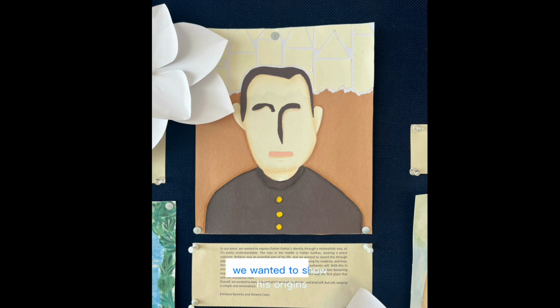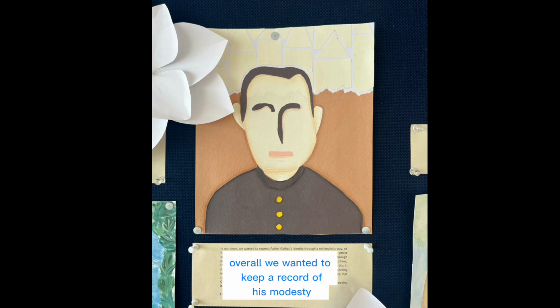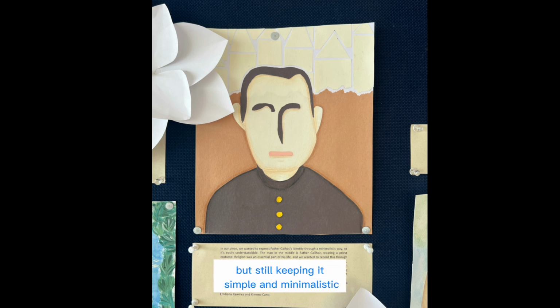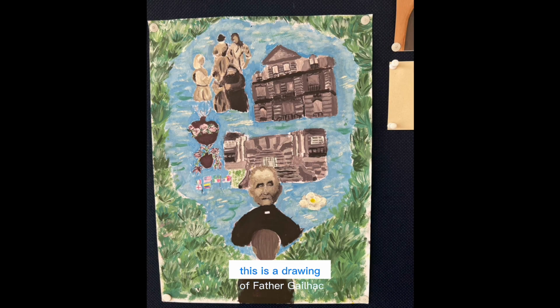With this in mind, we wanted to show his origins and where he came from before becoming important. In the background, we can see a French village, which was the first place that saw this wonderful man. Overall, we wanted to keep a record of his modest, authentic, and kind self, but still keeping it simple and minimalistic. This is a drawing of Father Gailhac seeing his reflection in a pond.